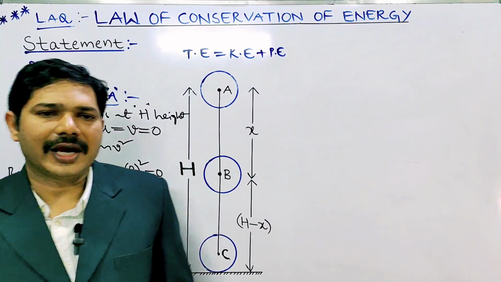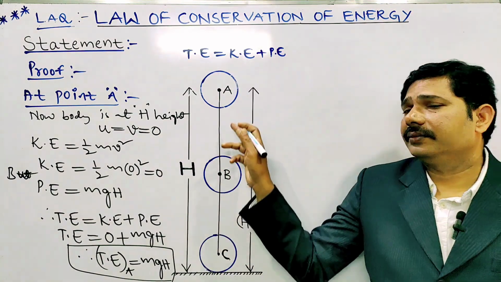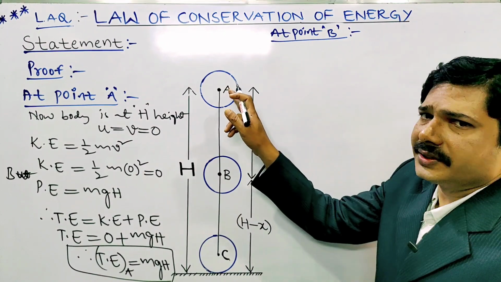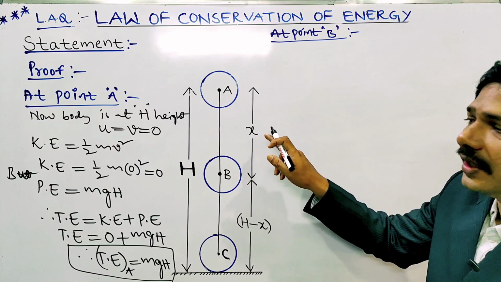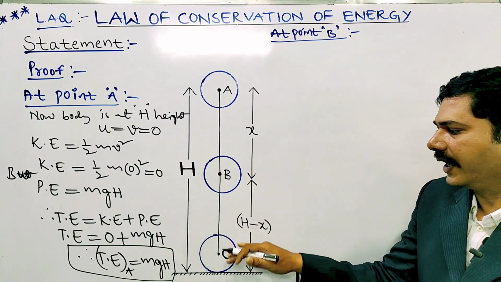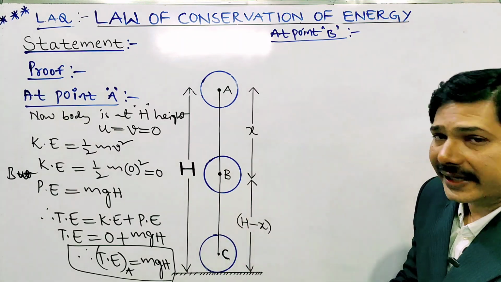Now we'll see at point B. Now the body is released. The body traveled at x displacement. Now the body travels from point A to point B. So the traveling displacement is x. Now the body height is h minus x.